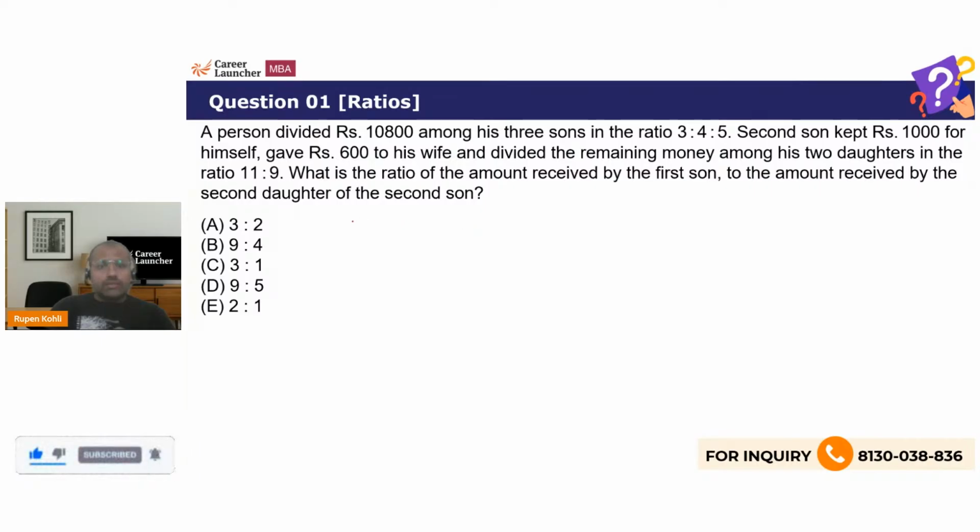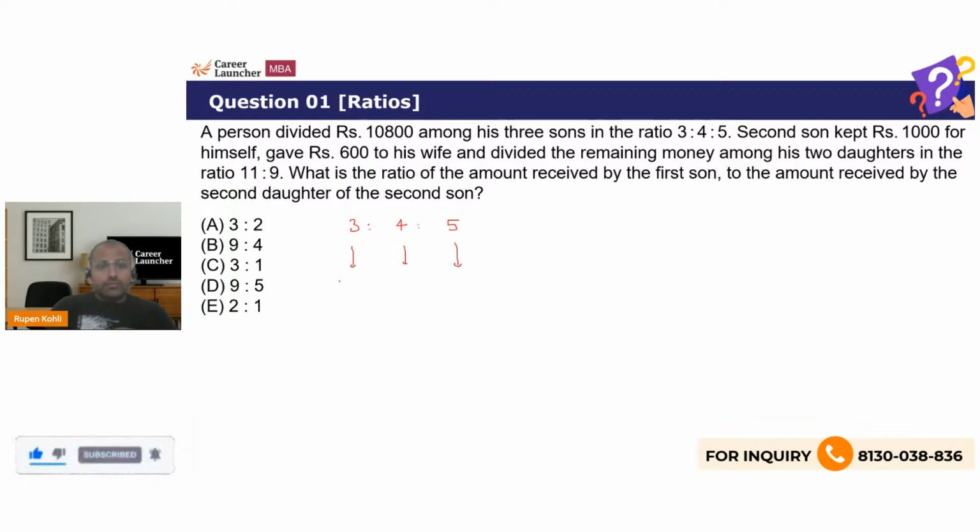10,800. So in the ratio of 3 is to 4 is to 5. So 3 plus 4 plus 5 is 12. So we have to divide this. So basically, we can say that these are 12 parts. 12 into 9 is 108. So 12 into 900 is 10,800. So we have to multiply these numbers with a factor of 900 to get the values.